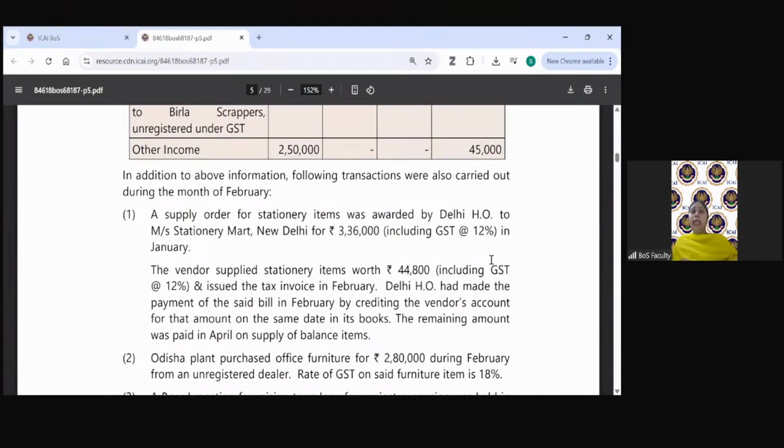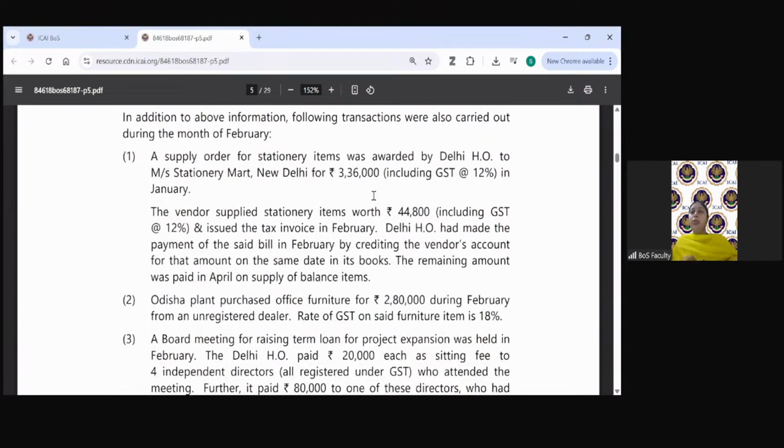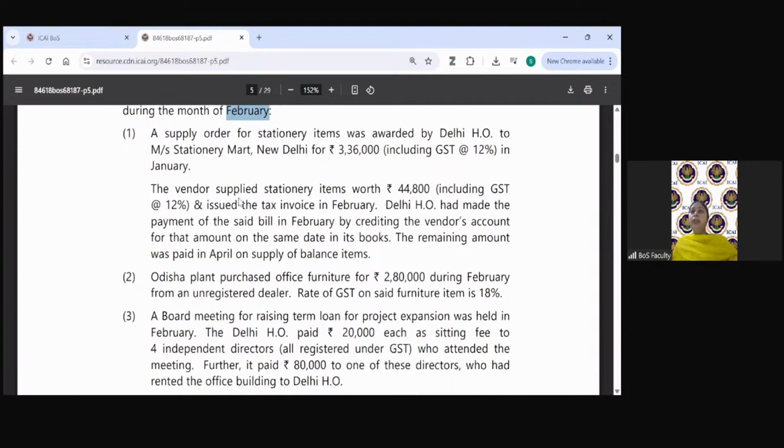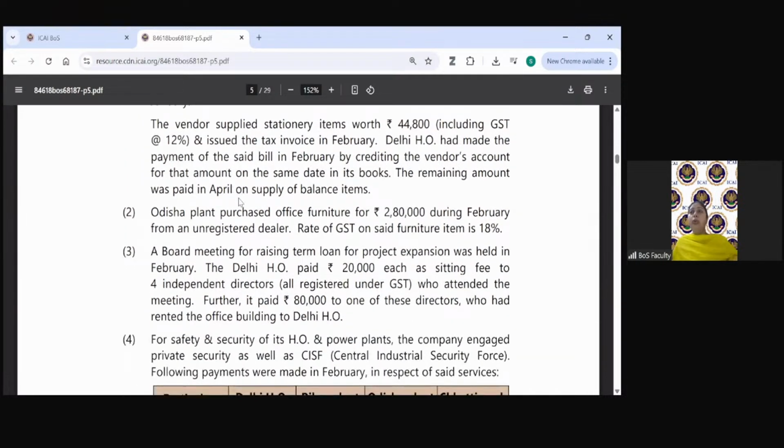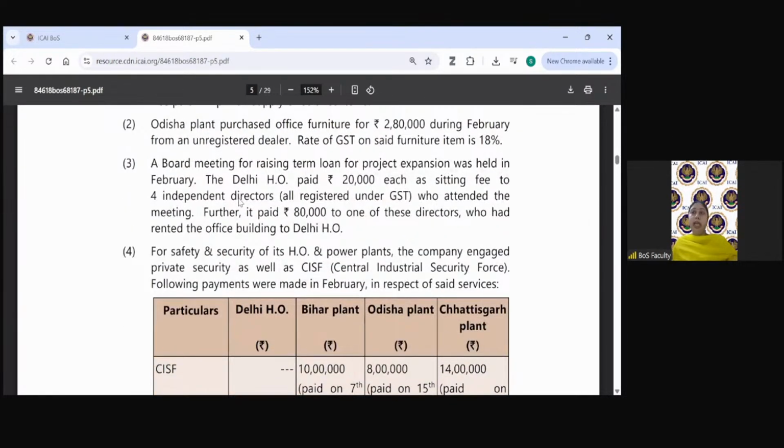And you know that the entire information which is given in this question pertains to the month of February. So the contract was entered into by the Delhi HO with Stationery Mart. Contract value was 3,36,000, out of which goods worth rupees 44,800 have been supplied by the Stationery Mart to Delhi HO, and payment has also been made. So let us see if this information has any implication on any of the questions.